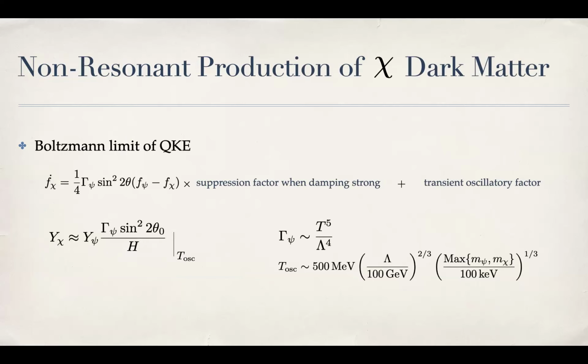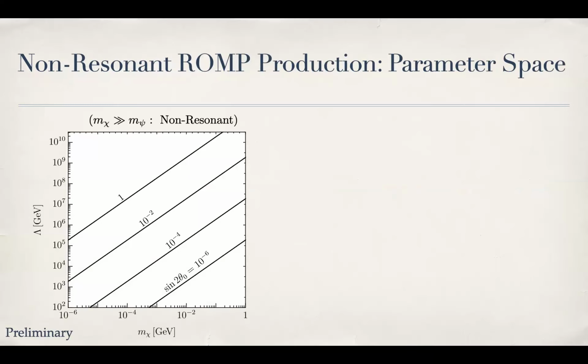Now, what I'll show you is the actual numerics and the results. But in your models, you can very simply parametrically estimate these yields, right? And that's very simple to estimate. The yield of chi is going to be the yield of psi times your scattering rate times sine squared of 2 theta over Hubble at T_OSC. At T_OSC, sine squared of 2 theta is basically sine squared of 2 theta naught. And this formula gives you parametrically a very simple way to estimate your yield of chi, which you can use to find dark matter. Now, this plot here shows the actual numeric solution for the full quantum kinetic equations, but it agrees very well with these simple analytic results.